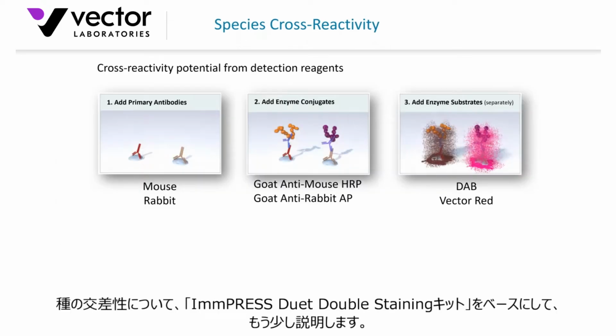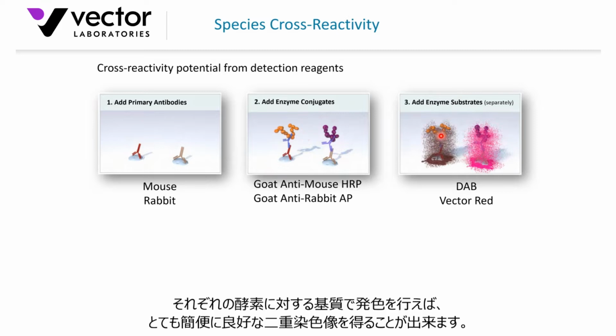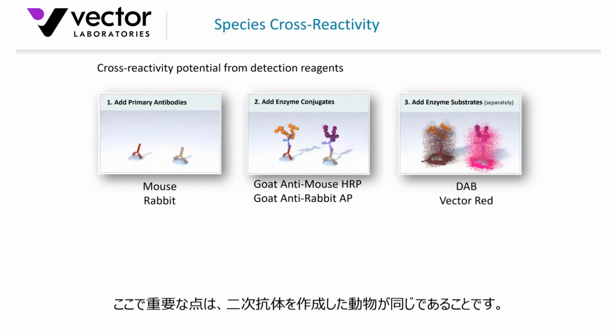All right, let's revisit quickly where we were with that Impress Duet kit. And we spoke about, for example, having a primary antibody from a mouse, the other one from a rabbit. Then we put on the goat anti-mouse peroxidase, goat anti-rabbit alkaline phosphatase, develop with your two substrates. Hey presto, you've got double labeling. And that's well and good. Just note that these two secondary antibodies are raised in the same species.